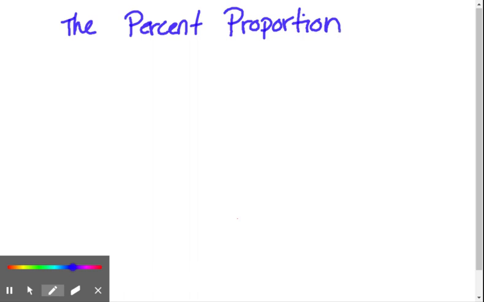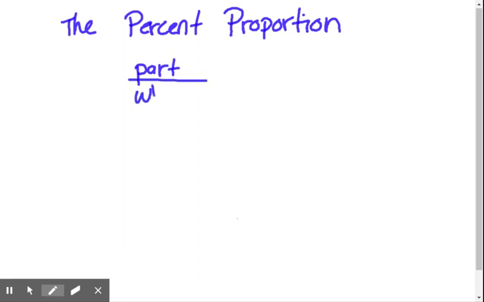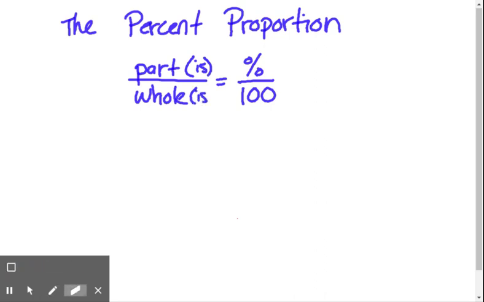We are going to use the percent proportion to solve some different types of percent problems in this video. So first, the percent proportion. The formula says that we have part over whole equals percent over 100. And I'm also going to include in parentheses with the part and the whole a couple key words: is over of.